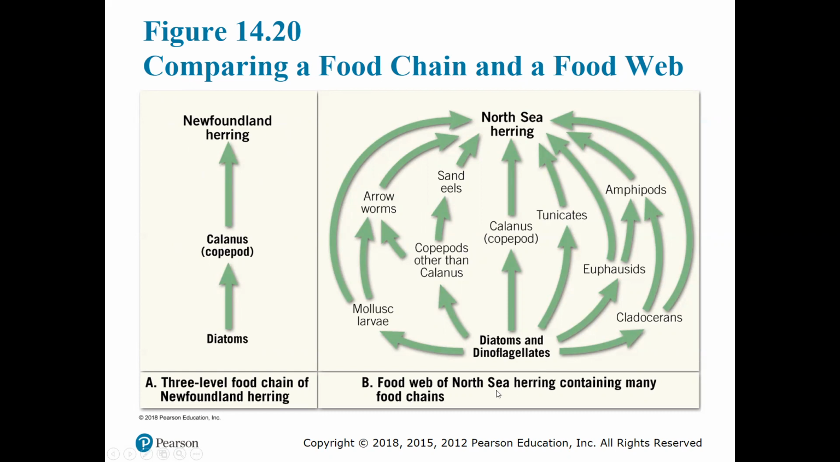But over here, this is the North Sea herring food web. And it is not as specific. You see, we have diatoms and dinoflagellates, and we do still have the Calanus copepod here. But we also have all of these other directions. So if the Calanus copepod was to die out or go extinct, the North Sea herring could still eat arrowworms or sand eels or tunicates or amphipods or euphausids. So it would still have a source of food. So food chains are less ideal because if you have a break in the chain, then it causes problems everywhere else further down the chain. But in a food web, it's much more efficient if the food sources are diversified.